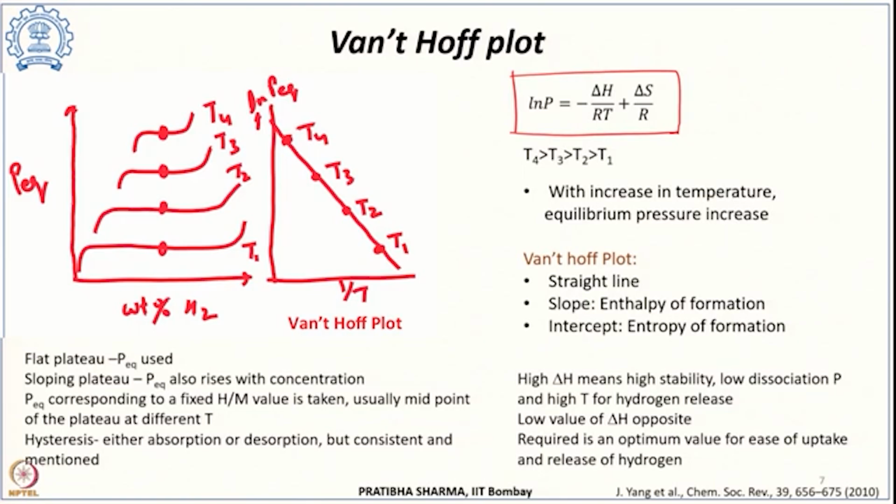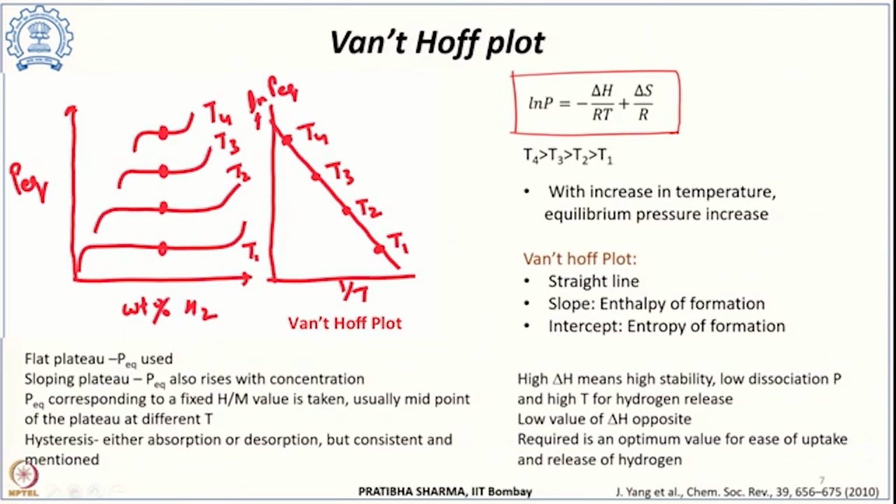So, these equilibrium pressure points, when plotted against 1 upon temperature at different temperatures T1, T2, T3, T4, we get a straight line having a slope of minus delta H upon R and an intercept of delta S upon R. So, this slope is going to tell us the delta H value for that particular material, and the intercept will tell us the delta S value, the enthalpy and entropy of formation. Now, it becomes very easy when it is a flat plateau.